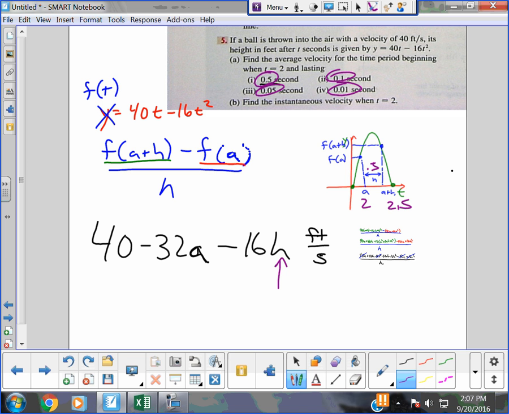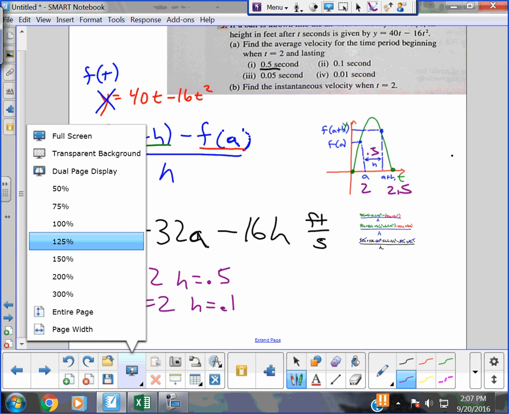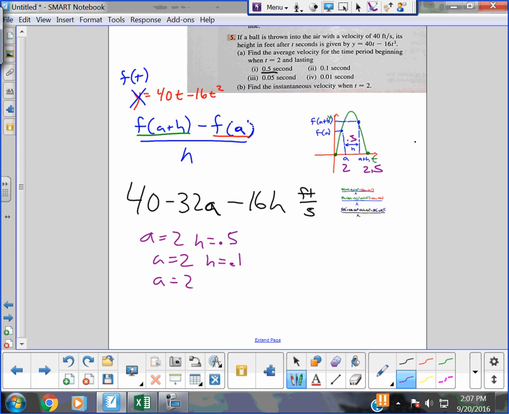And what's a this time? A is when it started, which we have as 2. So now I've gotten this down to something simple again, where I can write a is 2, h is 0.5, a is 2, h is 0.1. Now I just got to plug and chug. A is 2, h is 0.05, that's Roman numeral 3, and a is 2, h is 0.01. All right, I'm going to pause the video and just get the results here and write them in.